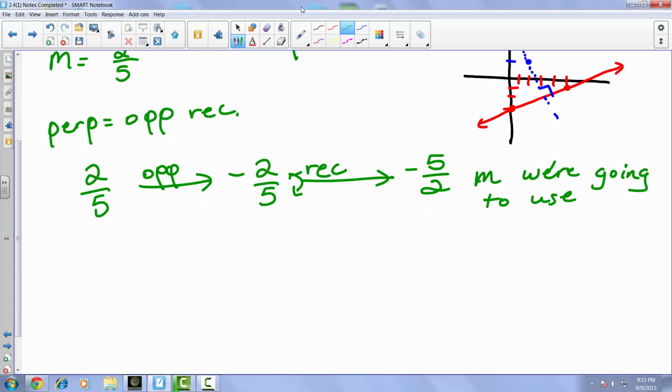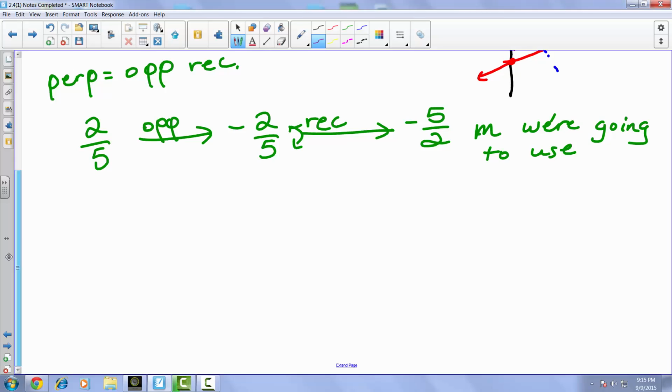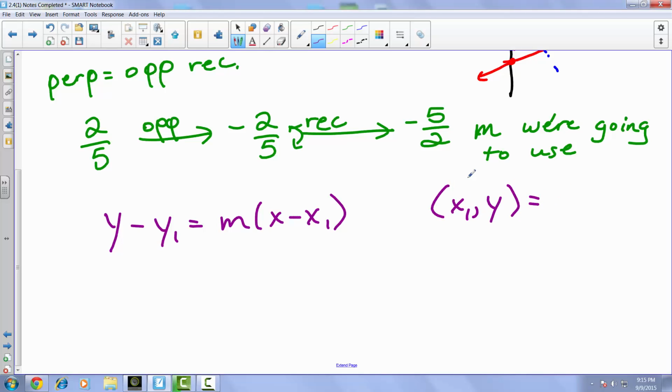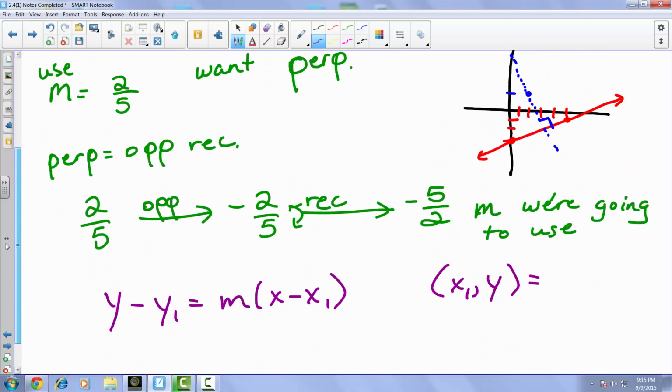Now, we also know that it has to pass through that point, 2, 1. Well, from here we can go ahead and use our point slope: y minus y1 is equal to m times x minus x1. And again, we already know our x1 and y1. That came out to be, from our given, 2, 1.